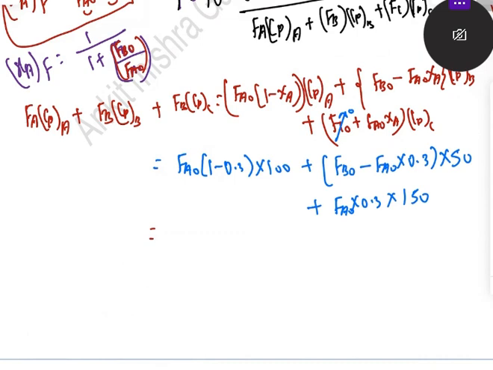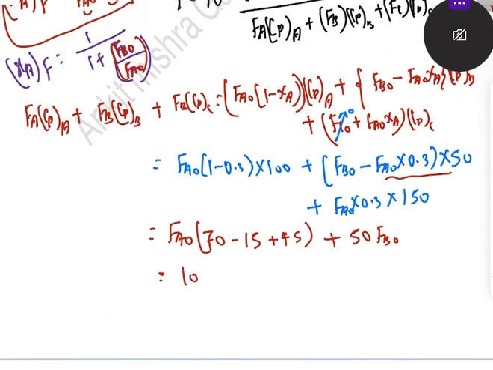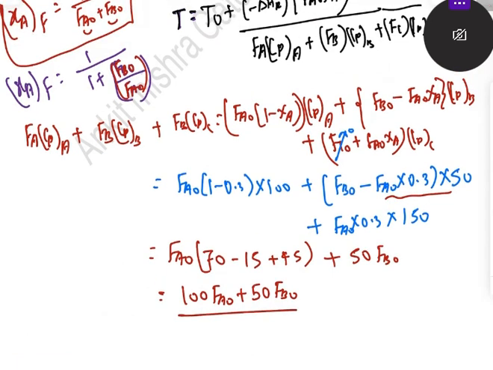Now I can write the term which contains FA naught: 0.7 into 100, so the first term will be 70, and again there is one term, that is minus 15, and again there is FA naught, so plus 45, and plus 50 FB naught. So if I correct this, 70 minus 15 plus 45 is 100. Ultimately we got this, right? The denominator here is 100 FA naught plus 50 FB naught.